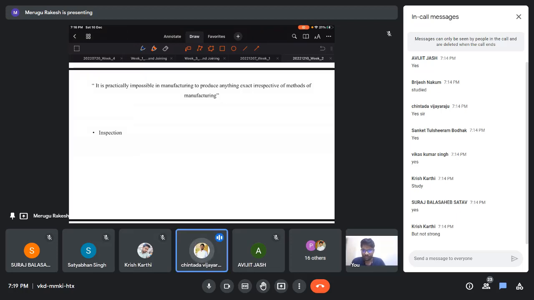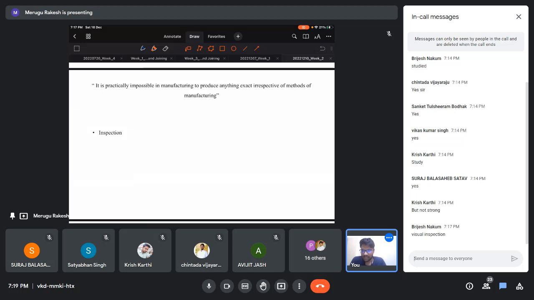For mass production, gauges are used, sir. Okay, but any other comments? You can just type in the chat box. Okay, so that answer is mass production. These are types of production: mass production, job production, or batch production. But this is completely related to inspection. So while producing these mass or batch products, how will you inspect them?